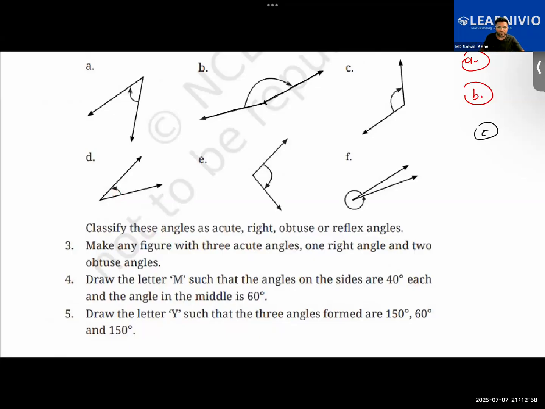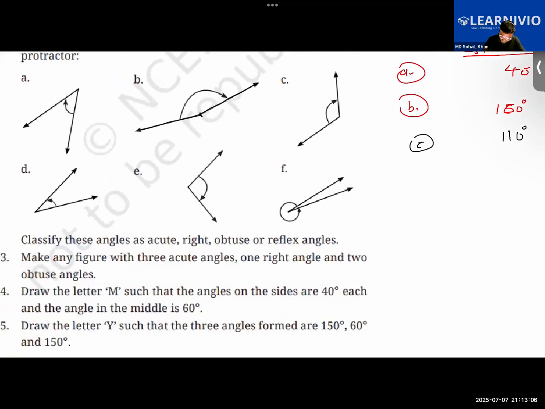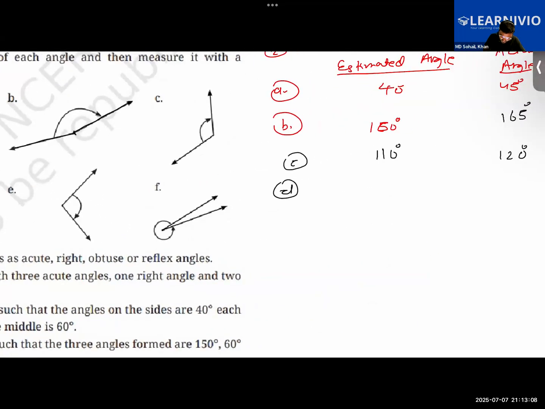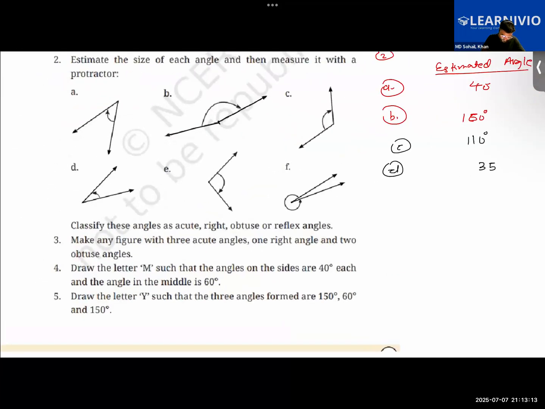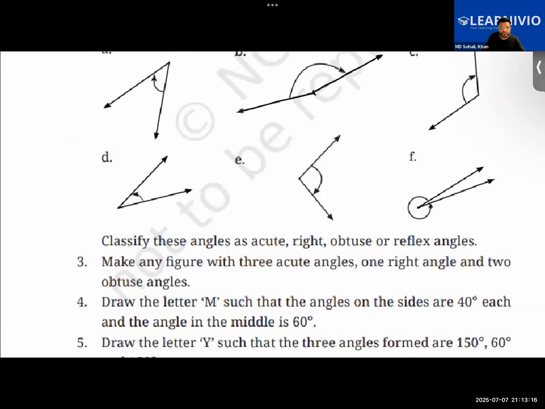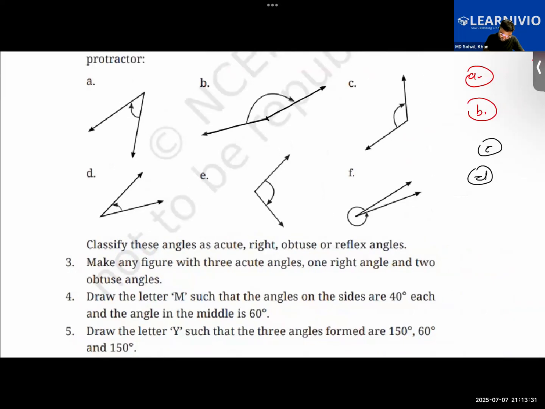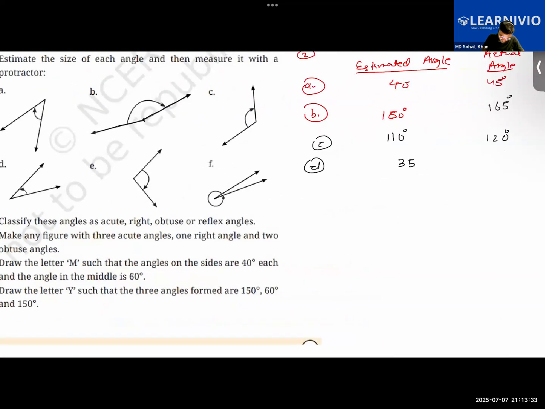35, 40, yeah, 40 degrees. Maybe 45, 35. Okay, for you, let's say I'm taking your value. Now measure it. Can you please zoom it in? Okay, I'm getting 35. 35 is the exact value. Good, Habib. You have made a correct guess here.